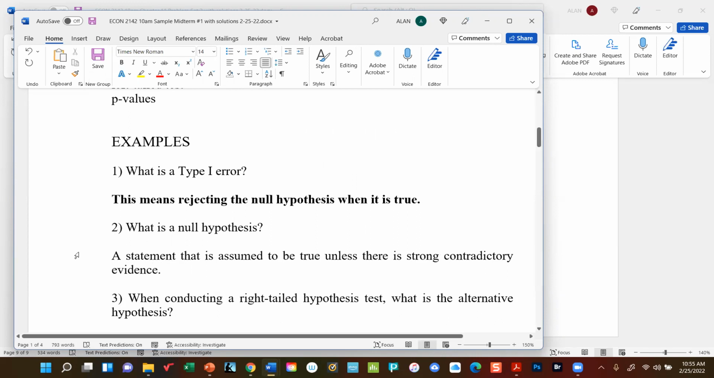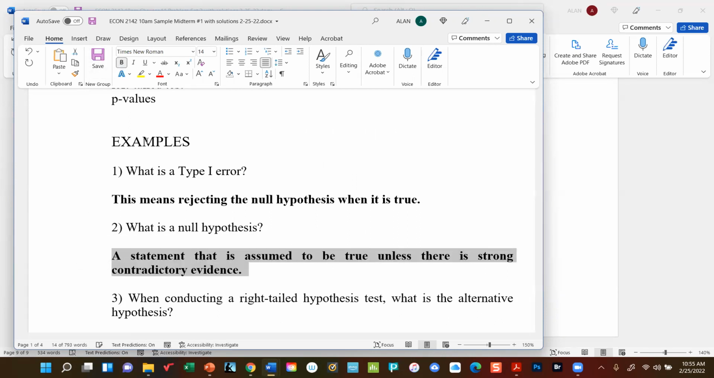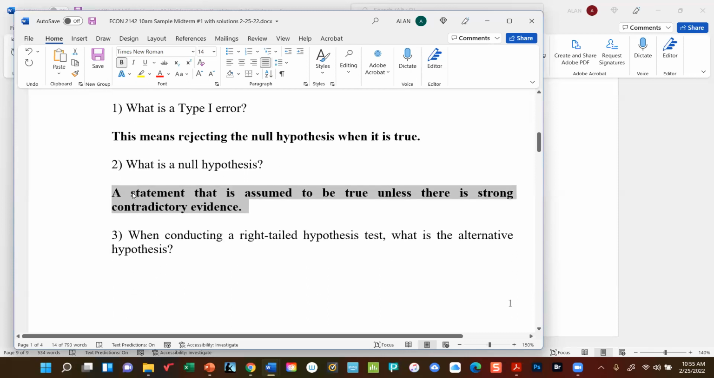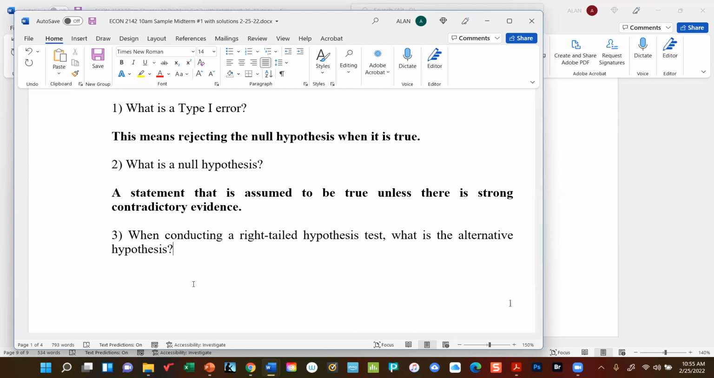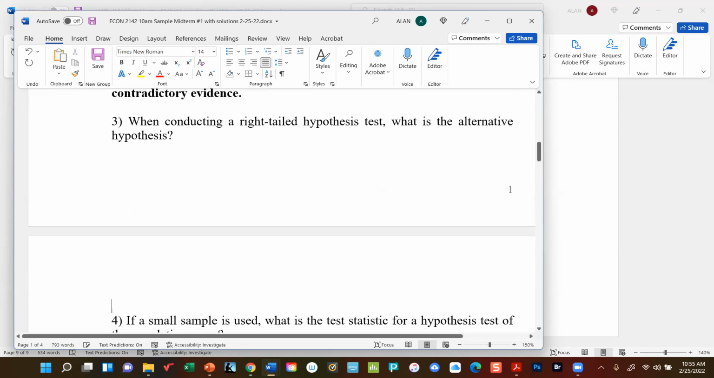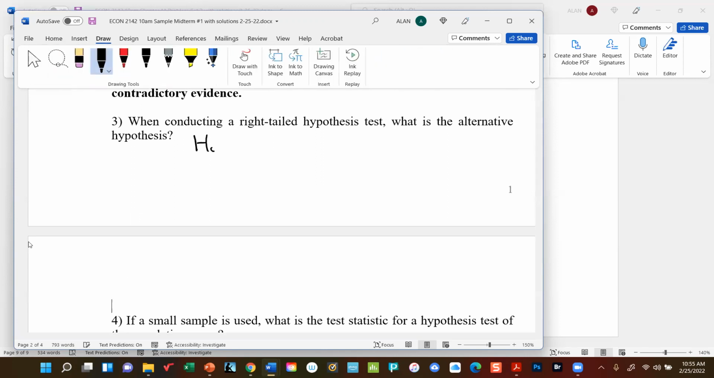Okay, so we start out with that as our assumption, and we continue to live with that assumption unless we find evidence that it's false. All right, when conducting right-tail hypothesis tests, what is the alternative? Okay, now here, yeah, this one is not as clear as it should be. It should have said about the population mean. I'll try to make sure that that is correct on the test.